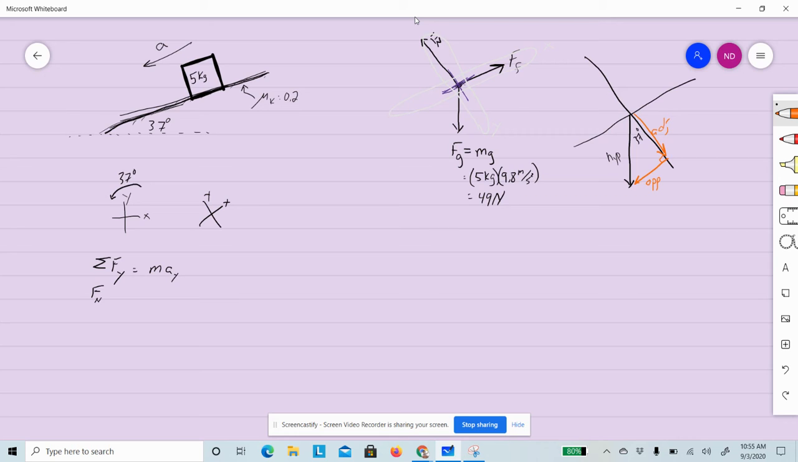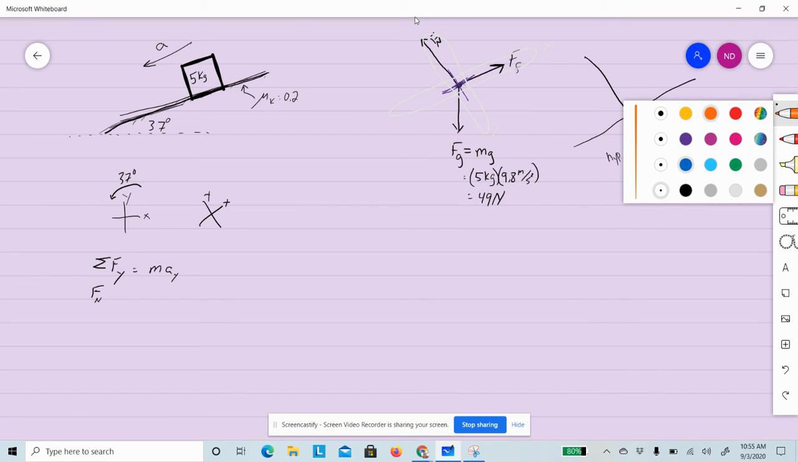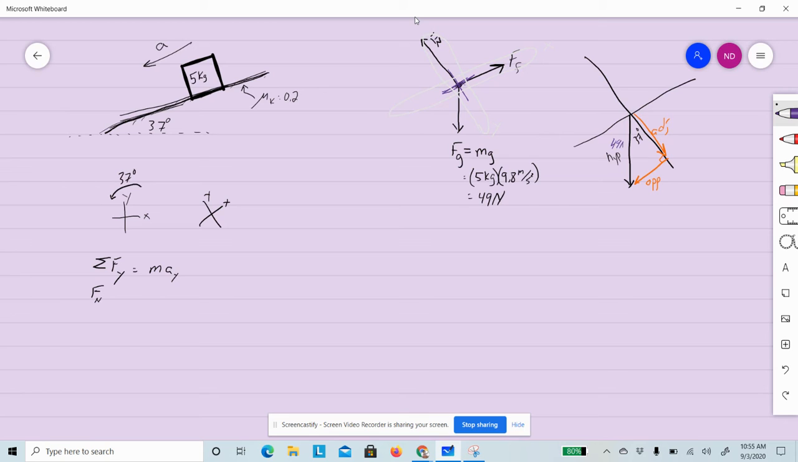If the hypotenuse is 49 newtons, then the adjacent side is going to be 49 newtons times the cosine of 37 degrees. This side here is the sine side: sine is opposite over hypotenuse, so it's calculated by 49 newtons times the sine of 37 degrees.